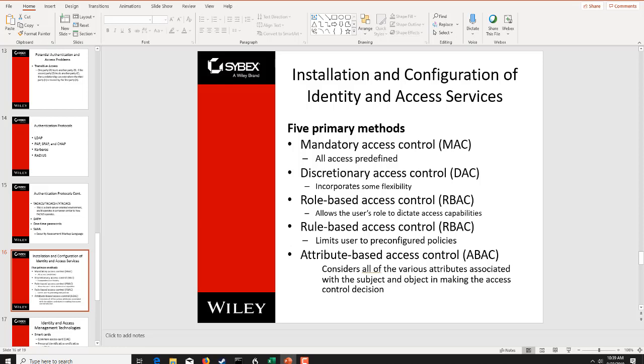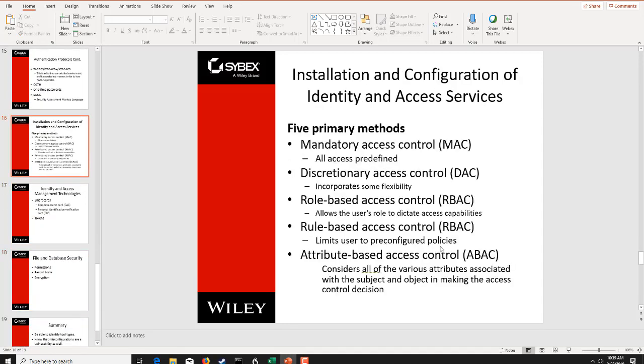Rule-based access control, where role and rule get confused a lot, basically limits users by pre-configured policies. And attribute-based access control considers all of the various attributes associated with a subject and object. Now, understand what a subject and object is. An object is something that you're trying to control. A subject is who's trying to access it, making the access control decision.